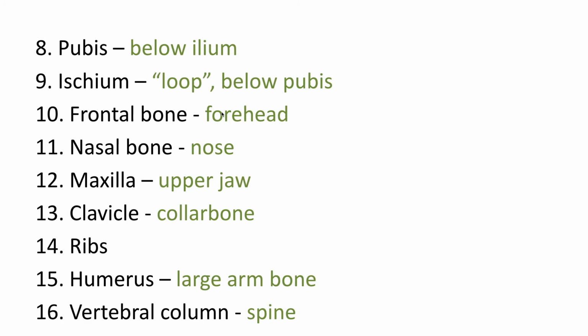You'll be responsible for locating and identifying the frontal bone, or the forehead, in the cranial skeleton, the nasal bone, which is the bony portion of your nose, not the cartilaginous portion, the maxilla, the upper jaw, the lower jaw as well, your mandible, which we'll get to in a second, the clavicle, the collarbone, ribs, your humerus, which is the large arm bone that attaches your elbow to your shoulder, and your vertebral column, which is your spine.